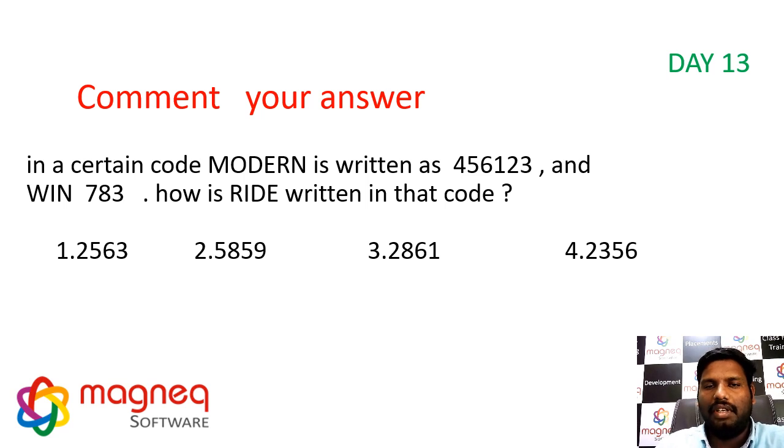Comment your answer. In a certain code, MODERN is written as 456123 and WIN as 783. How is RIDE written in that code? So you have four options. Comment your answer.